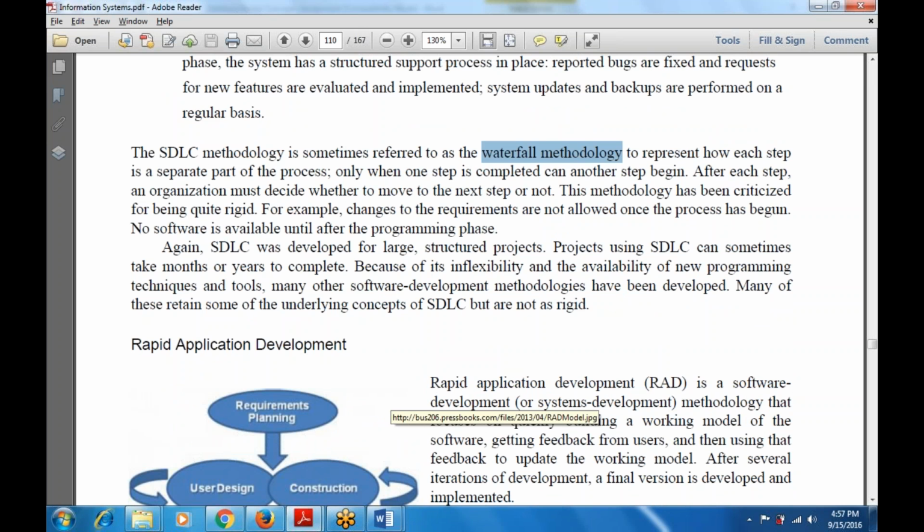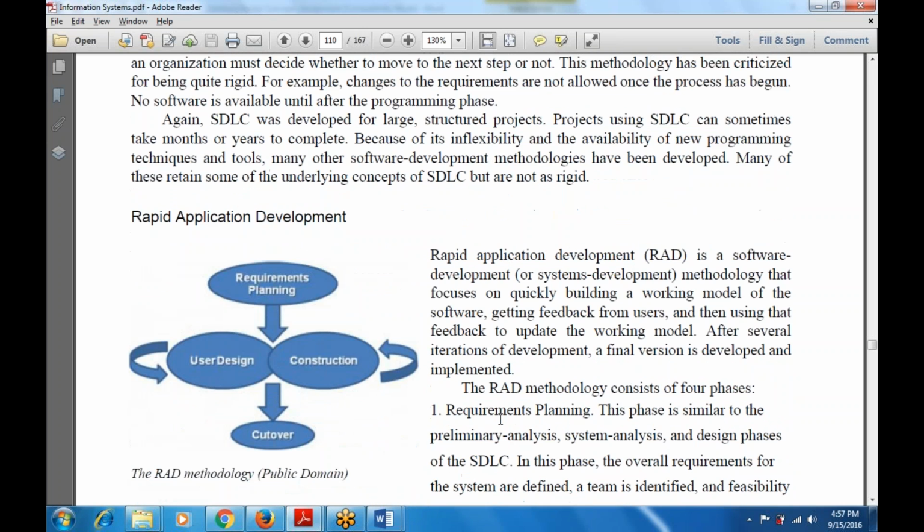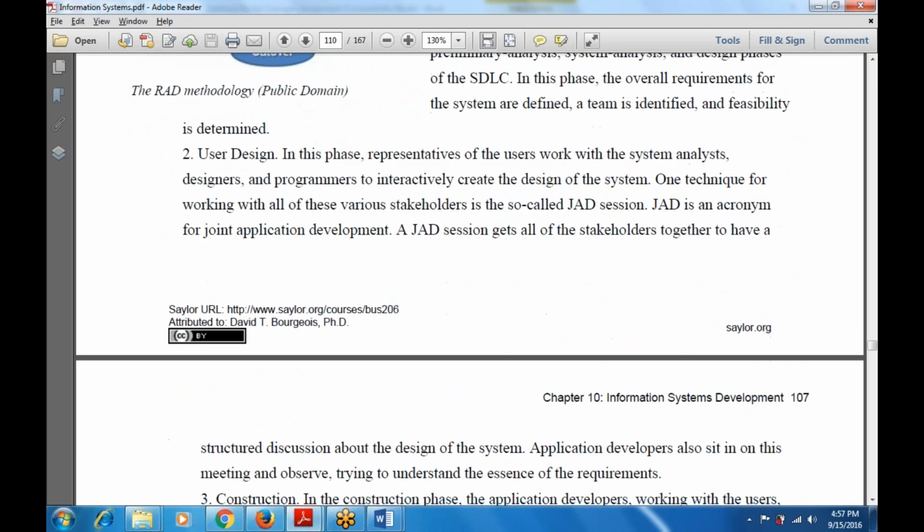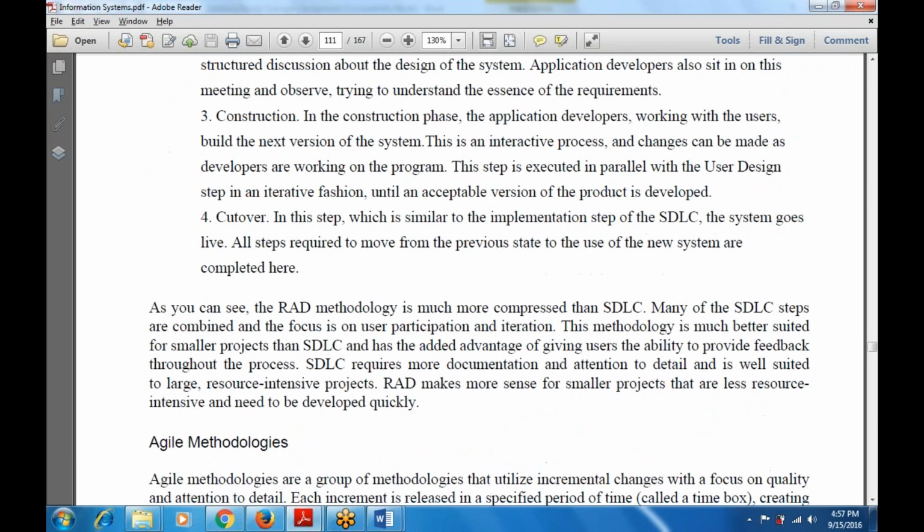Then RAD, that we have already discussed, rapid application development. This is the methodology that focuses on how to build a working model of the software in a rapid, speedy way, getting feedback from the user, and then using the feedback to update the working model. This also contains four phases: requirements planning, user design, construction, cutover.